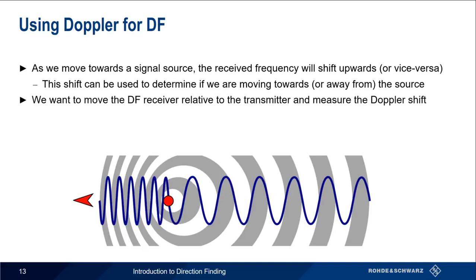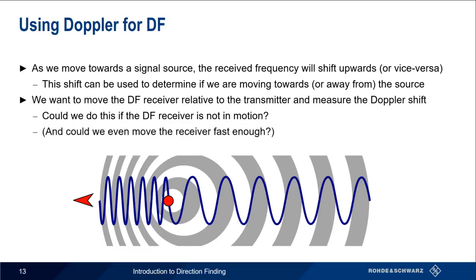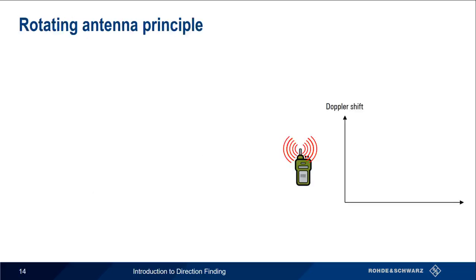There are, however, a couple of problems with this approach. First, since our target may be stationary, we would have to move the receiver to guarantee a Doppler shift is present. And even if this were possible, could we move the receiver fast enough to create a measurable Doppler shift? As we just mentioned, it's not the receiver that needs to move, but rather the antenna. So how do we move an antenna in such a way as to create Doppler shift?